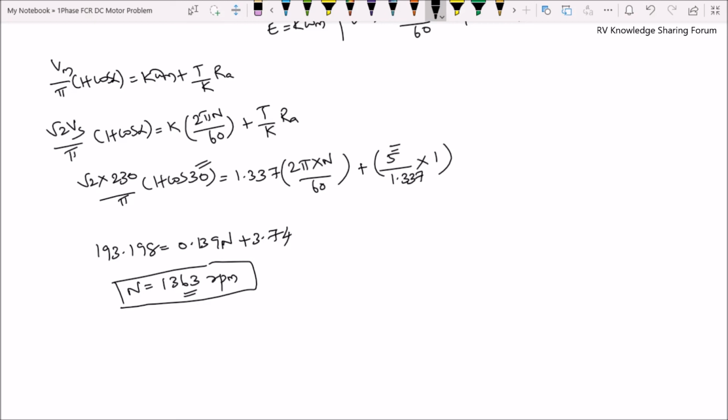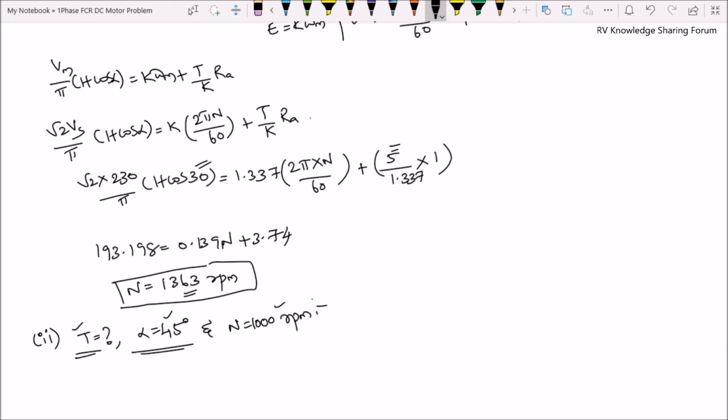Now let us solve the second problem. In the second problem, they have asked us to calculate the torque under the condition of firing angle alpha equal to 45 degrees and the speed equal to 1000 rpm. So in our second subdivision, we have to find the value of the torque for the firing angle alpha equal to 45 degrees and the speed n equal to 1000 rpm.